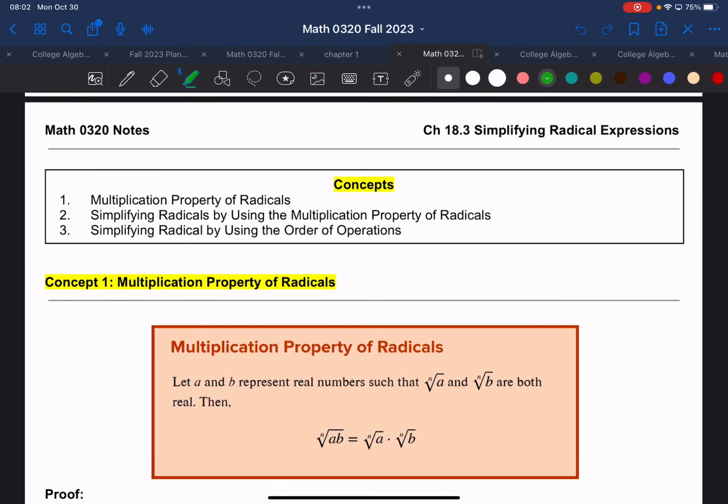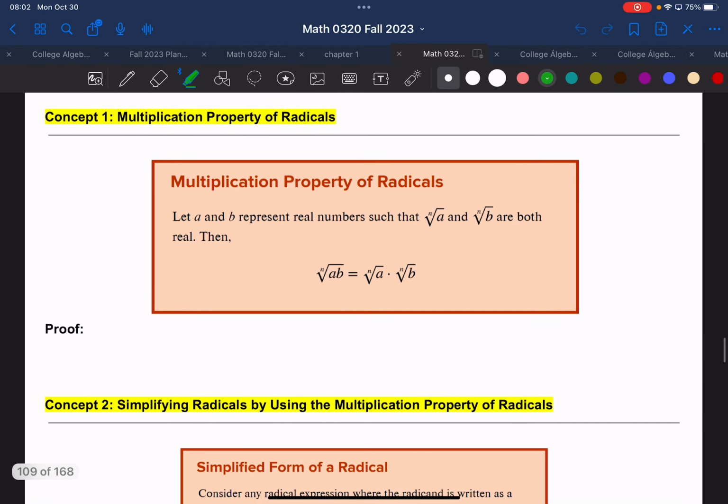So 18.3, simplifying radical expressions. We're first going to look at the concept, multiplying properties of radicals. Then we're going to look at how to simplify them using the multiplication property, and then how to simplify using order of operations.